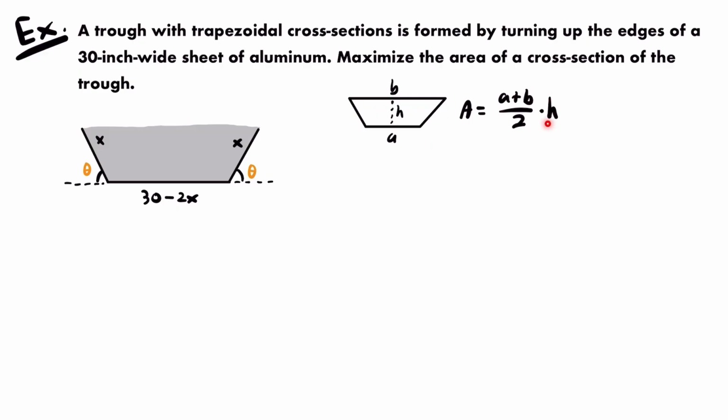All right, and so this is what we have to set up for this trapezoid here. But as you'll notice, we don't quite have all the measurements that we need. We do have the measurement of the bottom, which is 30 minus 2x, but we don't have the measurement of the height or the measurement across the top of the trough. And so we have to work on finding those things in order to set up an equation to represent the area of this cross section. All right, and so let's start with the height. How could we find the height, h, of the trough?